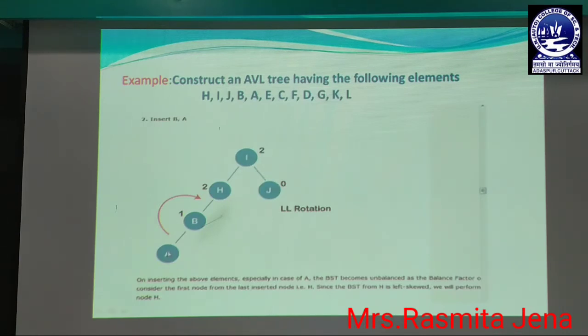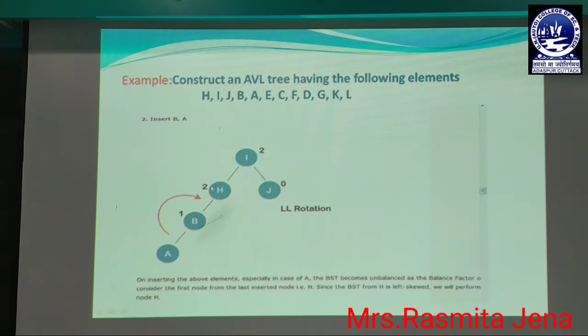A has balance factor 0, and B has balance factor 1 because the left subtree height is 1 and the right subtree height is 0. H has left subtree height 2 and right subtree height 0, so 2 - 0 is 2. You can see here the balance factor of H is 2, so it is unbalanced. Again, calculate the balance factor for node I. The height of the left subtree is 3 and the height of the right subtree is 1, so 3 - 1 is 2.